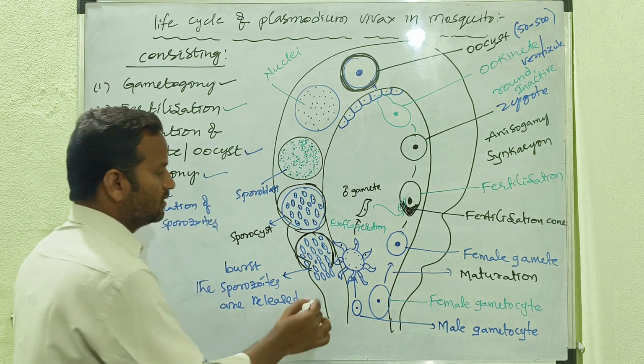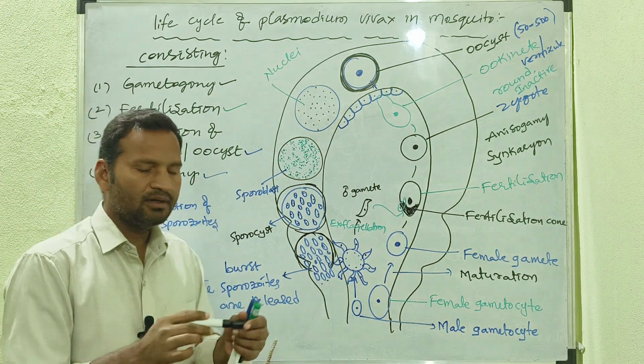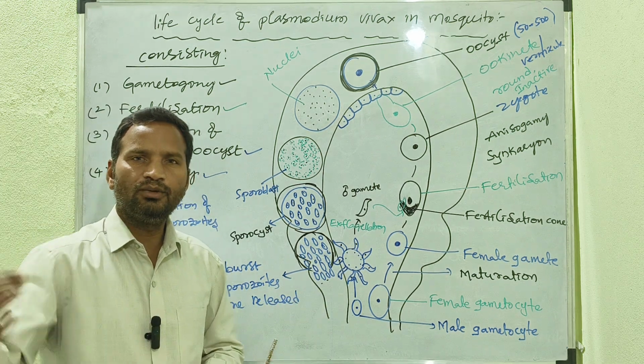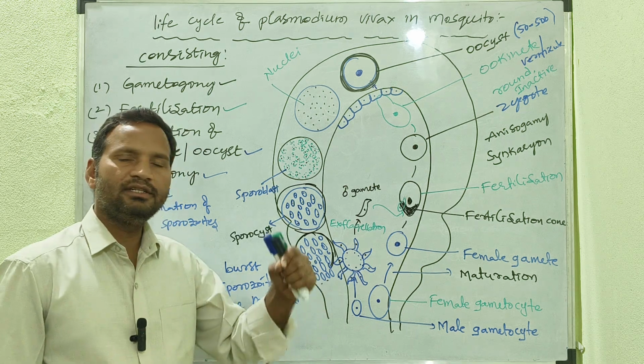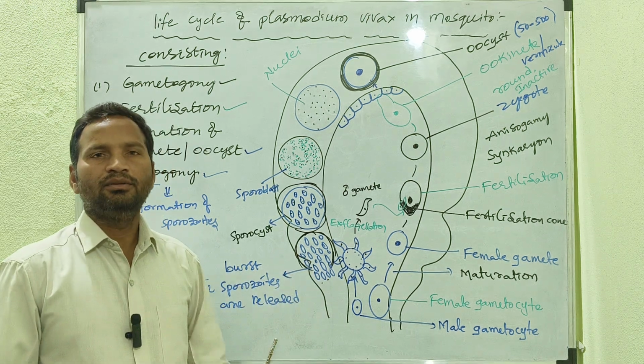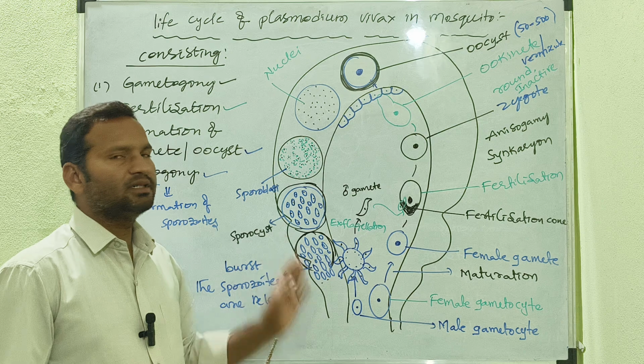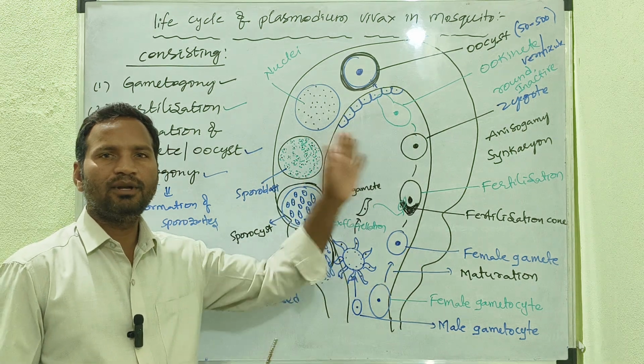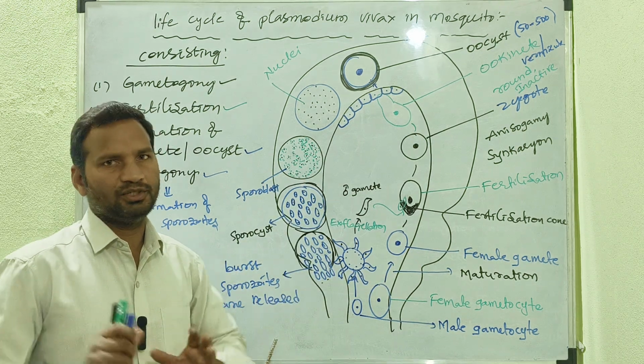Then whenever the mosquito bites a human being, the sporozoites are released into the blood of the human being. This is the part of the life cycle of Plasmodium vivax in the mosquito.